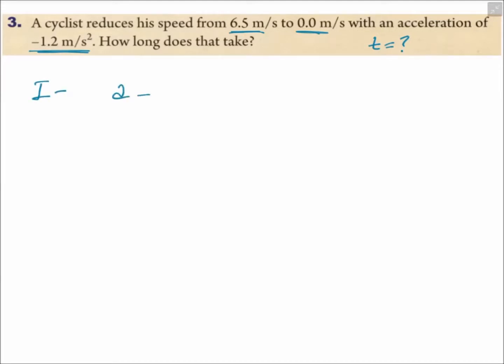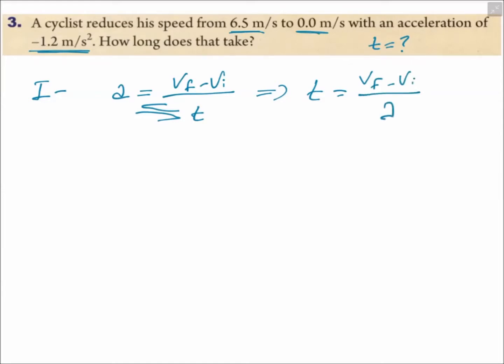acceleration formula. Acceleration is equal to v final minus v initial over time. And it's asking time, so I will move the time there and acceleration there because of the cross multiplication. So time equals v final minus v initial over acceleration. At the second step, I will do substitution. Time equals v final minus v initial over acceleration.